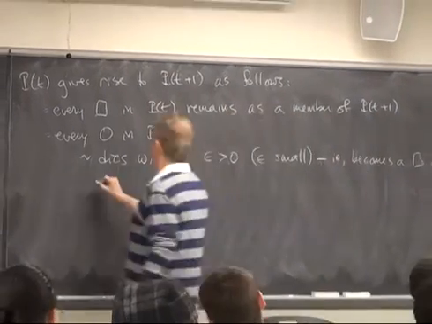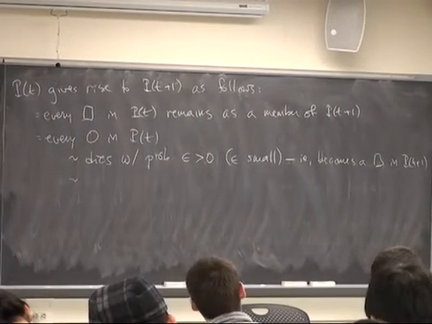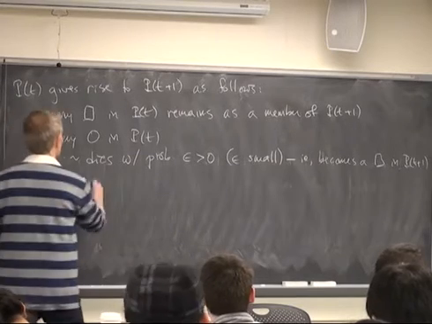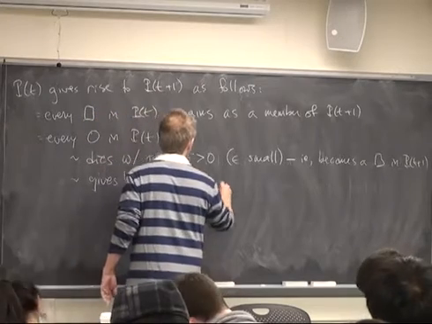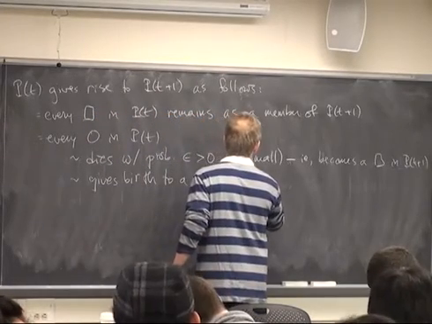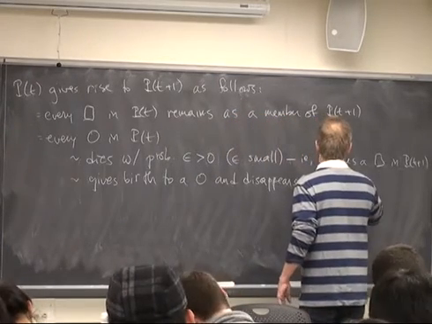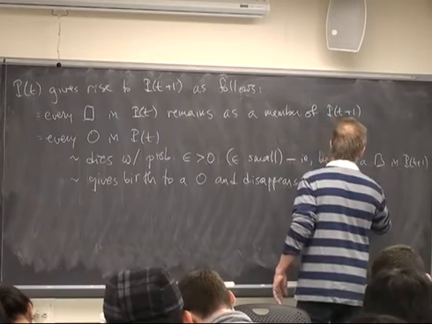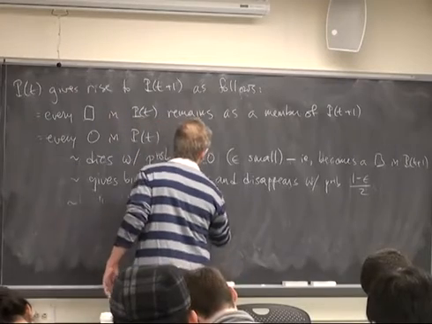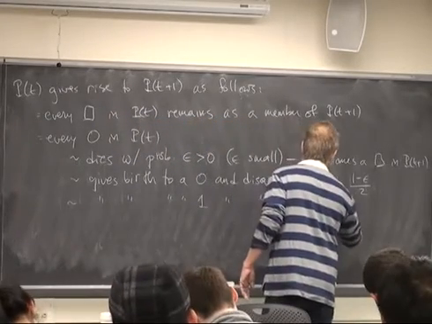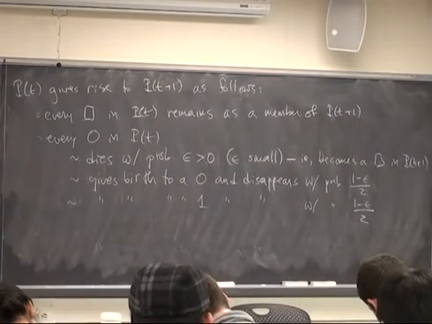Okay? And then the 2 other things that can happen are it gives birth to a 0 and then dies and disappears. And that happens with probability 1 minus epsilon divided by 2. And the other possibility is it gives birth to a 1 and then disappears. And that happens also with probability 1 minus epsilon divided by 2. So those are the 3 things that can happen.